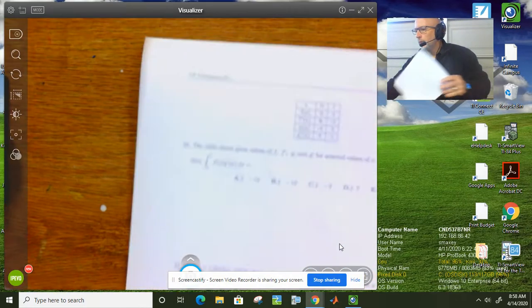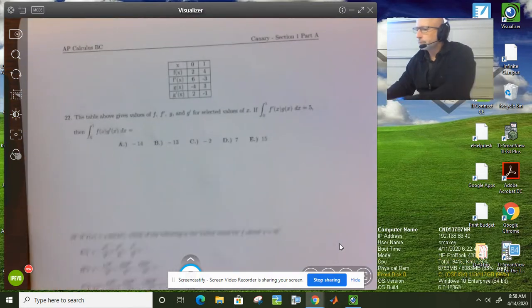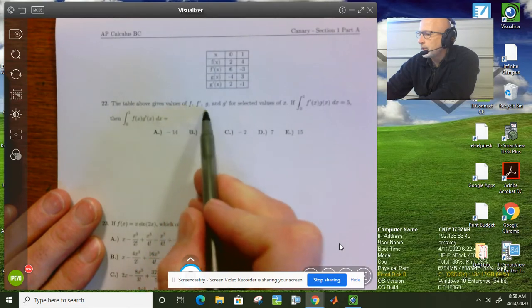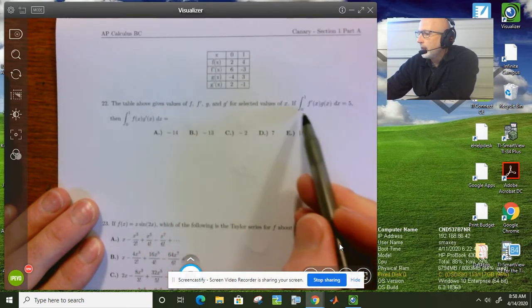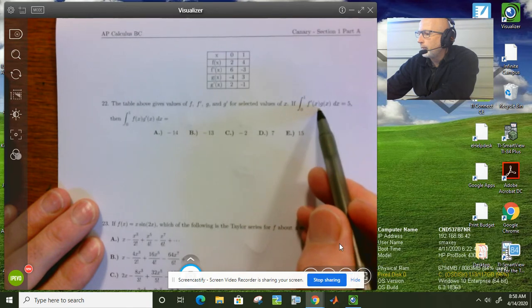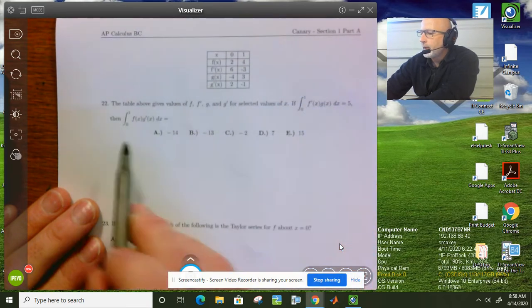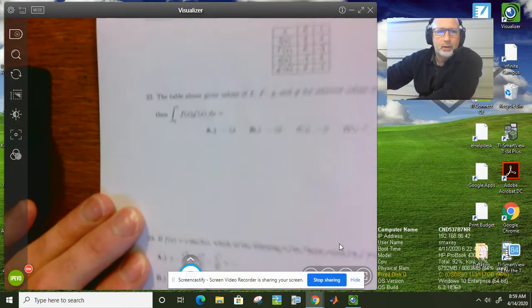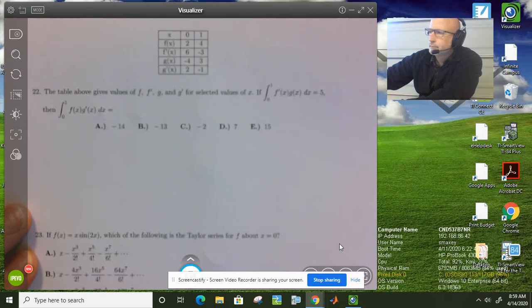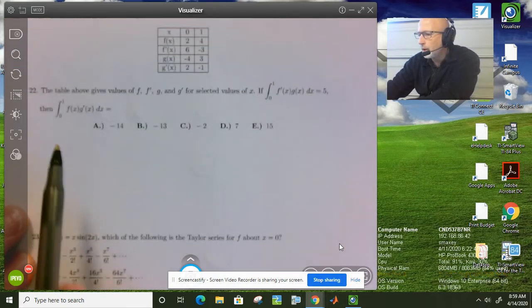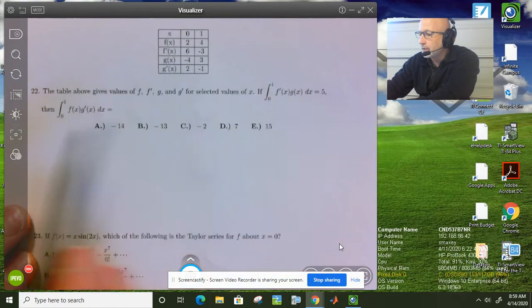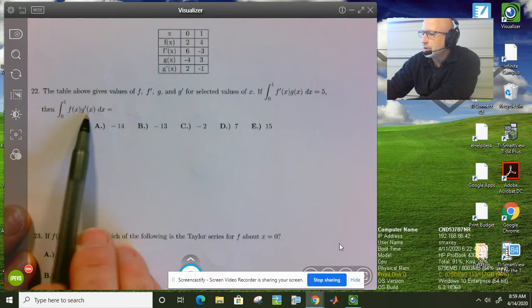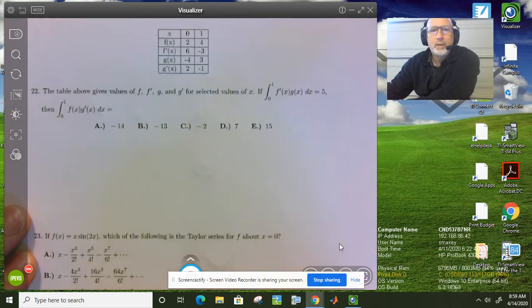Okay, 22. The table above gives the values of f prime, g, and g prime for selected values of x. If the integral from 0 to 1 of f prime of x times g of x dx is equal to 5, then what is this? If you take a look closely here, I need to somehow be able to go from here to extract this. So I need to change f of x to f prime of x and g prime of x to g of x. Well, we do know how to do this.